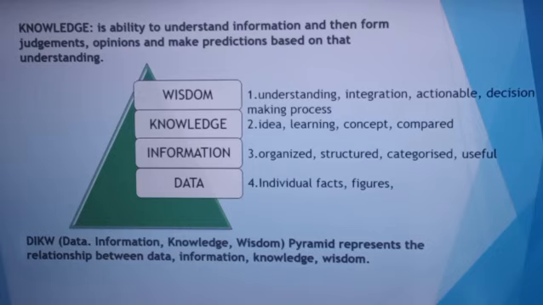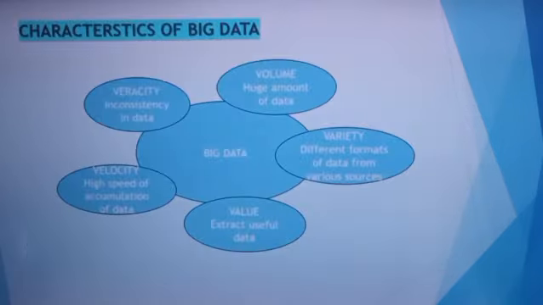Data is an individual fact or figure. Information is organized, structured, categorized, and useful. Knowledge is idea, learning, concept, or compared. Wisdom is understanding, integration, actionable, and decision making process. So the DIKW pyramid represents the relationship between data, information, knowledge, and wisdom.